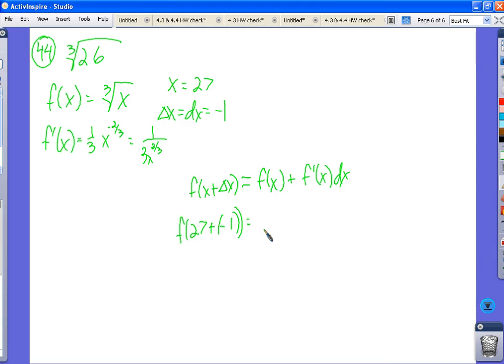What's f of x, since x is 27? 3, plus f prime of x. So here's f prime: 1 over 3 times 27 to the 2/3, times -1.